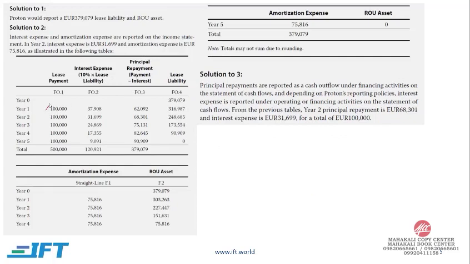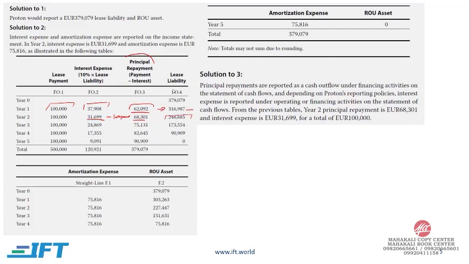So 100,000 is your lease payment, interest expense is 37,908, your outstanding principal would be subtracted by 62,092 because that's your principal repayment. So the lease liability at the end of the year would be 316,987. Same case next year, your interest would be how much? 316,987 multiplied by 0.1 is 31,699. If we subtract this from 100,000, we'll be getting 68,301. And 68,301, if we subtract this from 316,987, we will be getting 248,685.